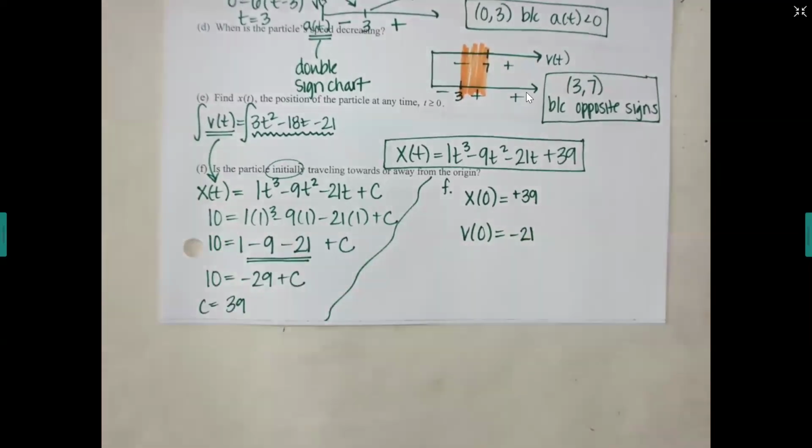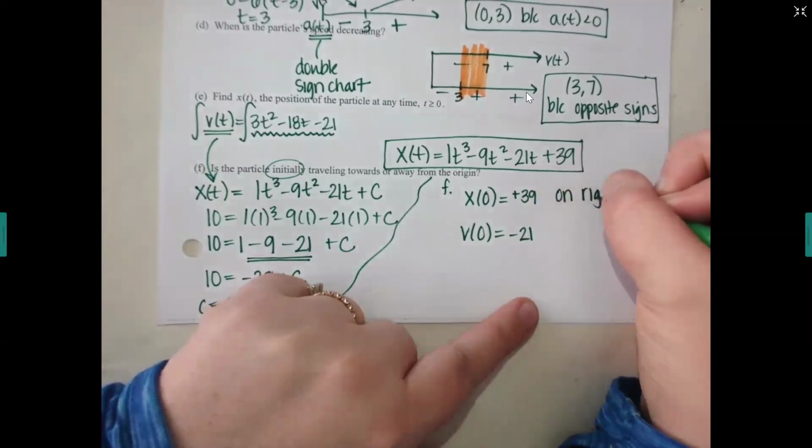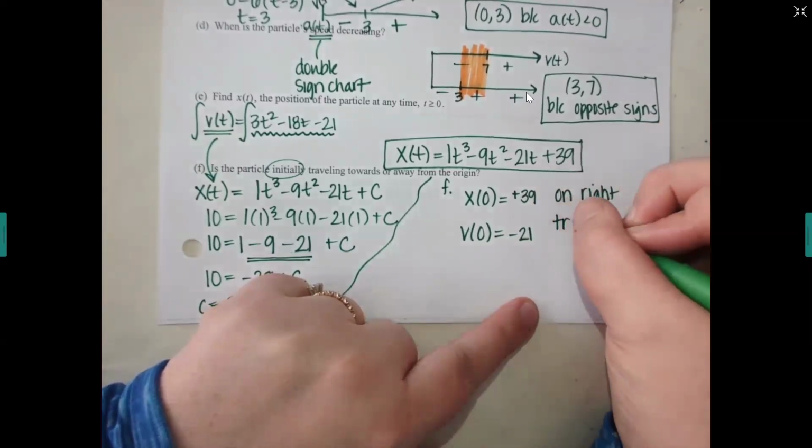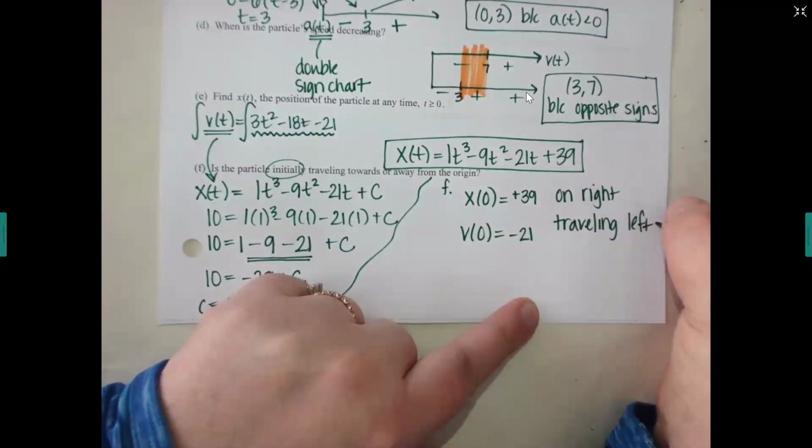Okay, then from there, let's talk about what that tells me. If my position is positive, am I on the left or the right side? On the right side. And then my velocity is negative. Which way are we traveling? Left. So we're on the right, but we're traveling left. Is that towards or away? Towards. Very good.